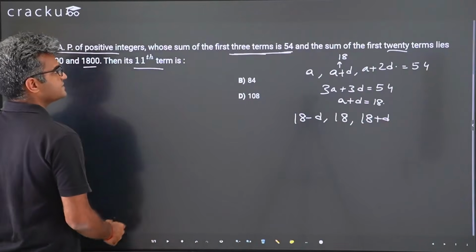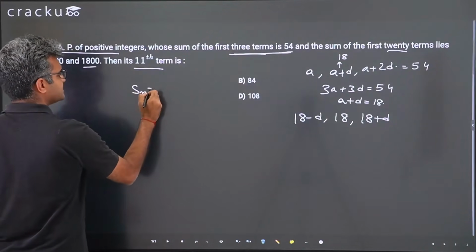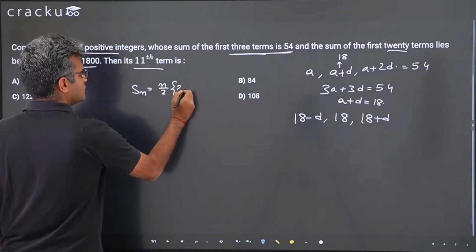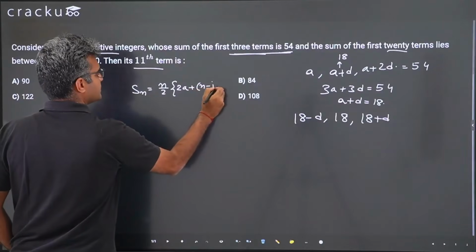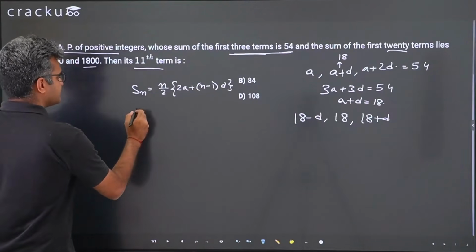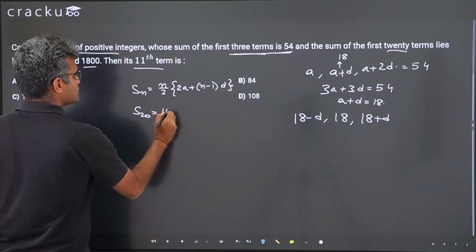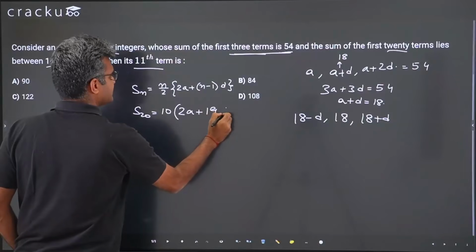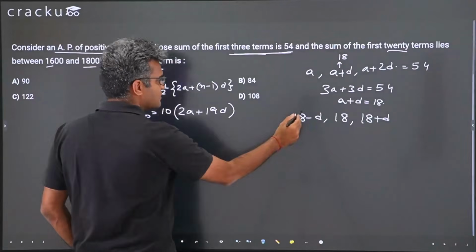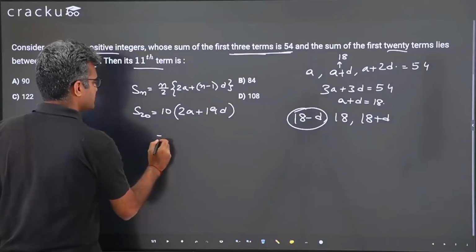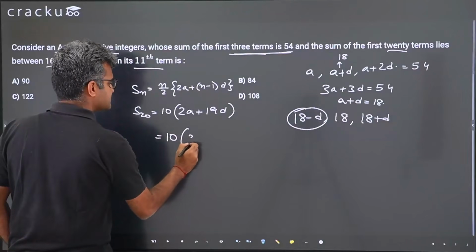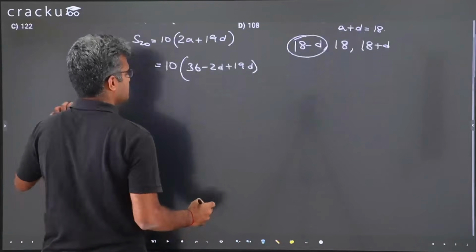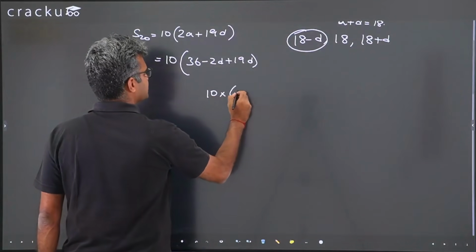Now, what is the sum of the first 20 terms? We know that the sum of the first n terms in an arithmetic progression is given by the formula n by 2 into 2a plus n minus 1 into d. So the sum of the first 20 terms is equal to 10 into 2a plus 19d. Here the first term a is equal to 18 minus d. So this is equal to 10 into 36 minus 2d plus 19d, or this is 10 times 36 plus 17d.